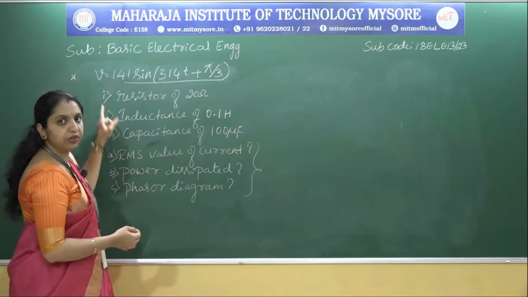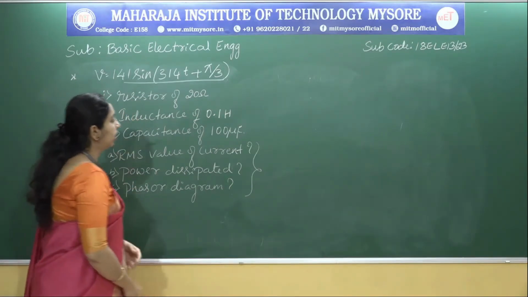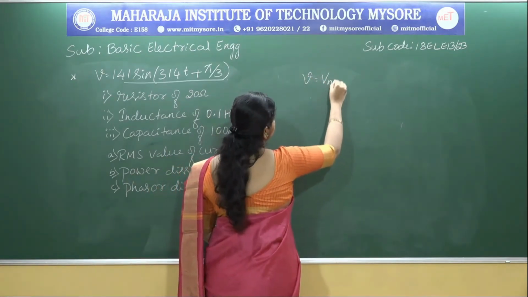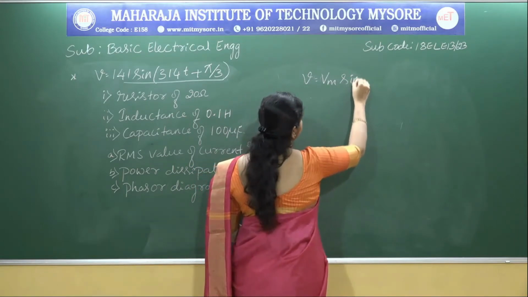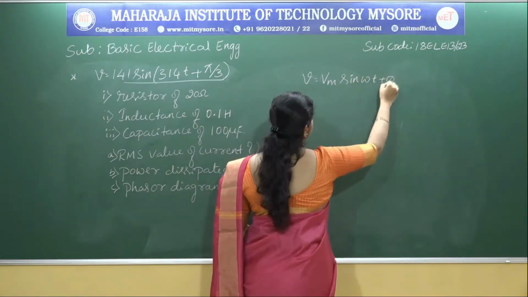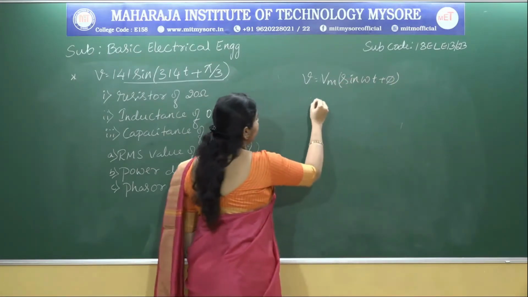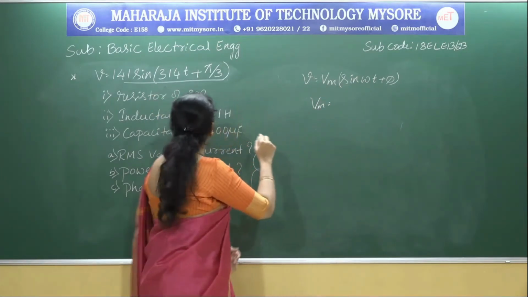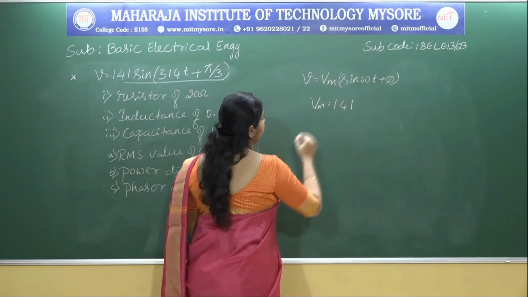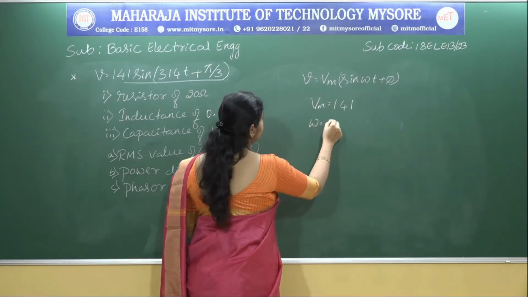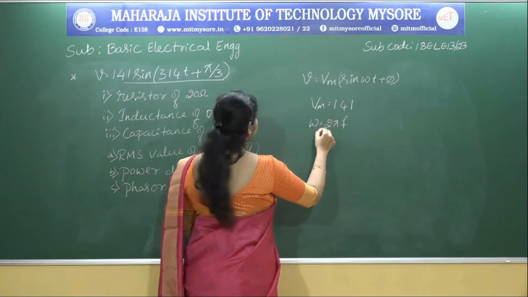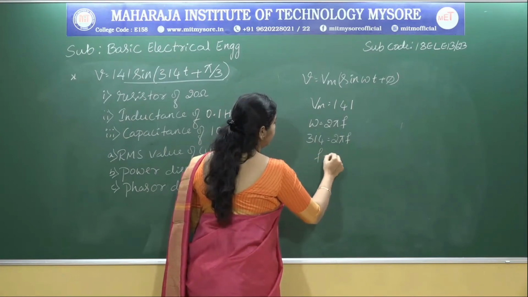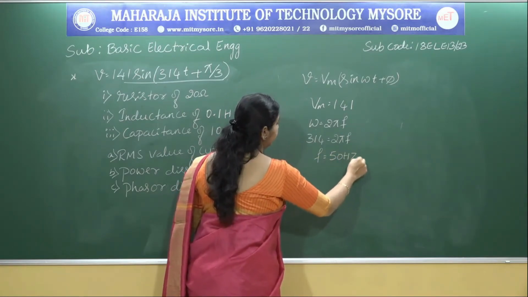In the first equation you can see the applied voltage is given, and from the applied voltage we can extract values. The standard equation is V = Vm sin(omega t + phi). If we compare the given equation with the standard equation, Vm is equal to 141. Omega is equal to 2 pi f, where omega is 314, and f is equal to 50 hertz.